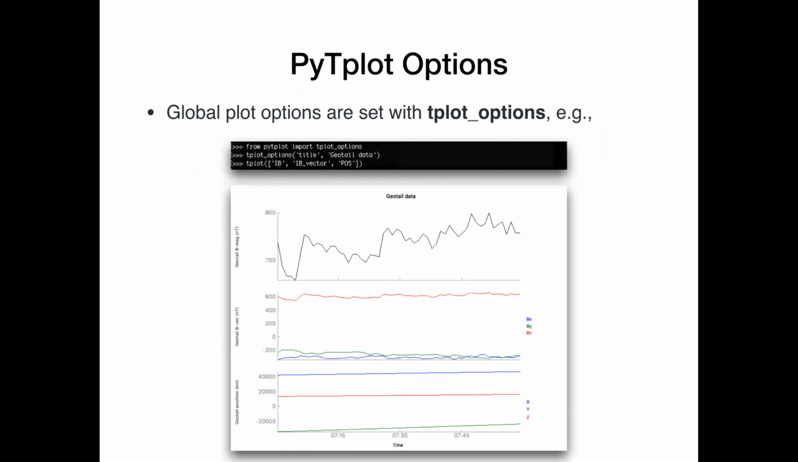And you can also set global plot options, for instance, the title of the plot with tplot_options. So you just import tplot_options from pytplot and make a call to that function with the option you want to set. So for instance, title sets the title, and then call tplot on the variables you want to plot. And the title now has, in this example, geotail data.